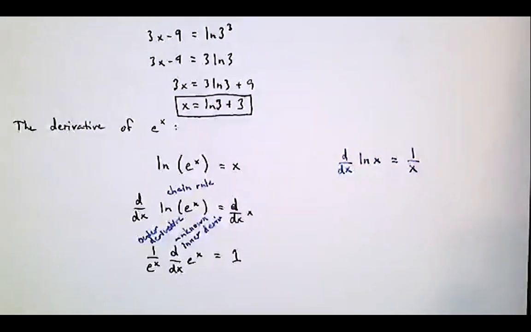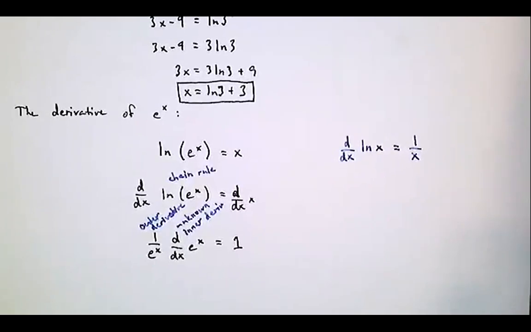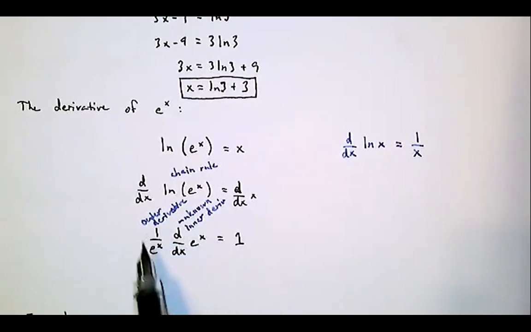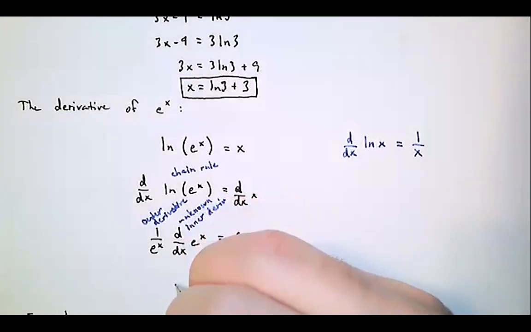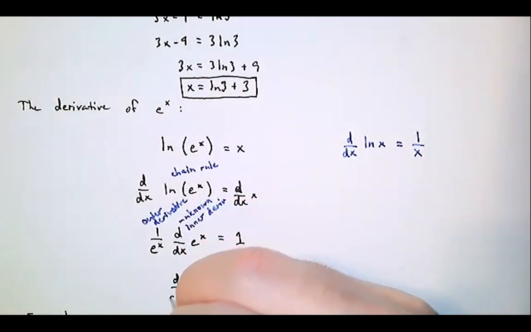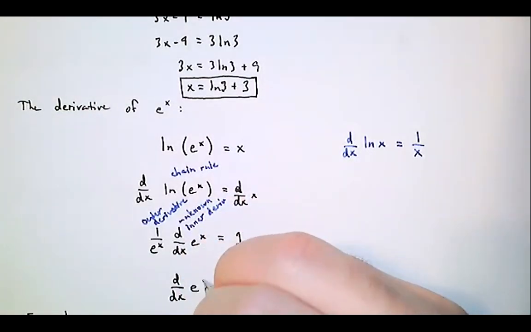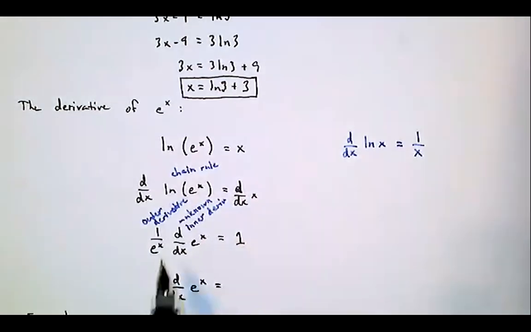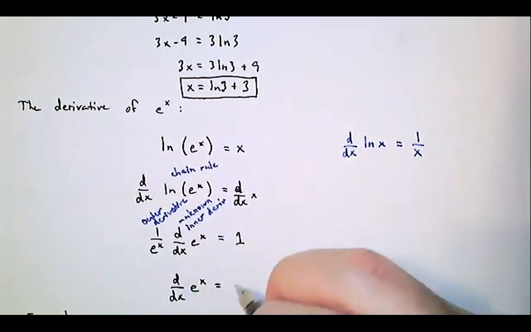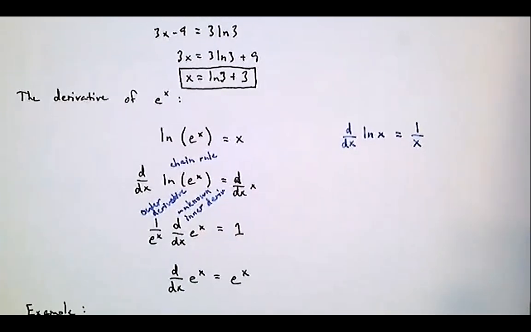So now all that's left is to solve for the unknown inner derivative, and to do that, we'll multiply through on both sides by e to the x to cancel off this fraction. So the unknown derivative is equal to 1 times e to the x, or just e to the x.